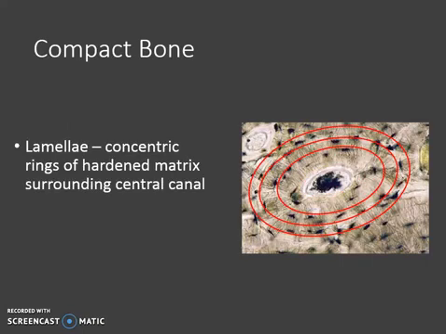Lamellae are concentric rings of hardened extracellular matrix that surround the central canal. Once again, the central canal is this hole right here. And these rings of extracellular matrix that radiate out from it are the lamellae. Remember the tan part here is the extracellular matrix. So this is one ring, this is the second ring, and a third ring.